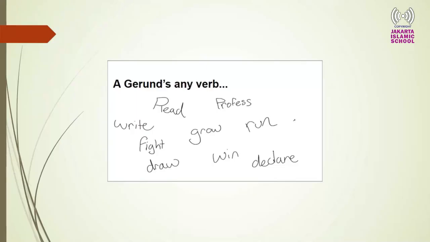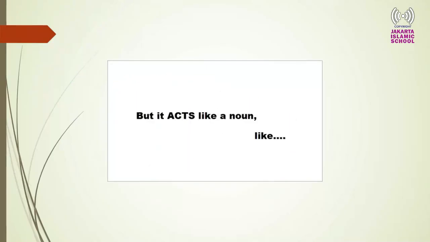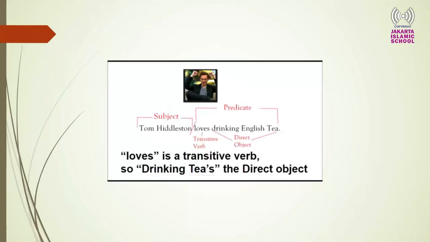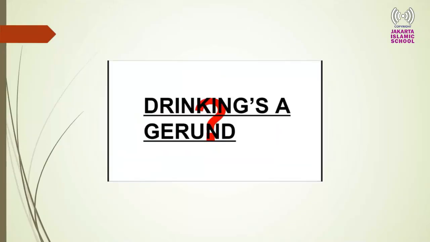A gerund's any verb, usually ends in ing, but it acts like a noun. Tom Hiddleston loves drinking English tea. Loves is a transitive verb, tea's the direct object. Wanna know why? Drinking's a gerund.